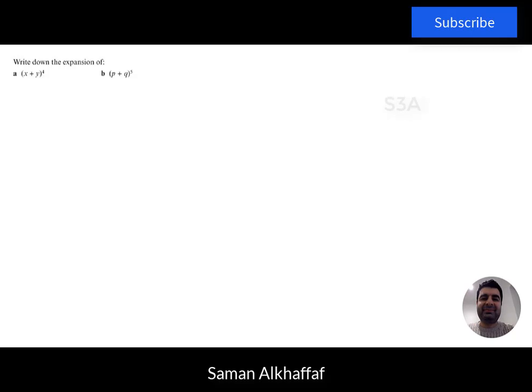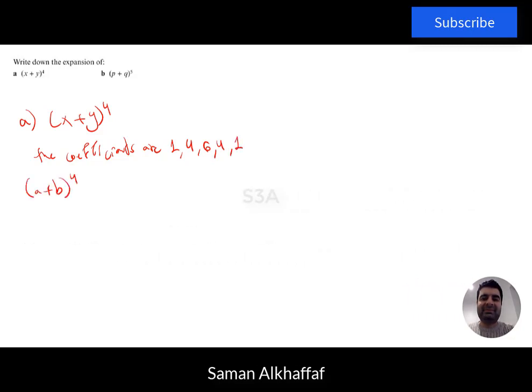In this example, we are asked to write down the expansion of the expressions shown. So first we will look at part A, where we have x plus y in brackets to the power 4. We know the coefficients in this scenario are 1, 4, 6, 4, and 1, and that's represented in the form of a plus b to the power 4.